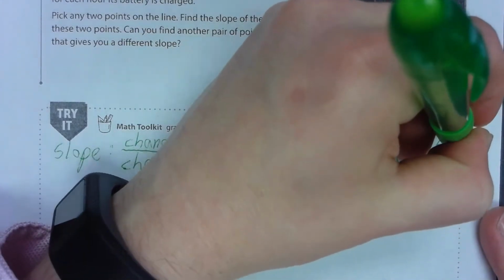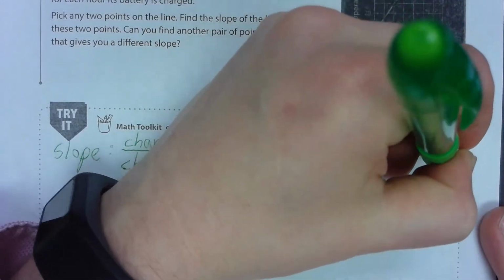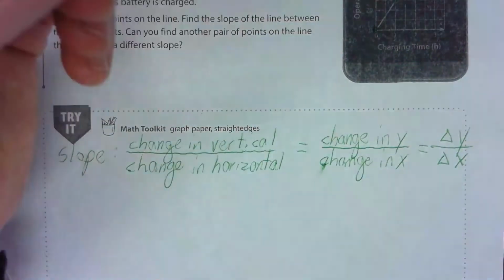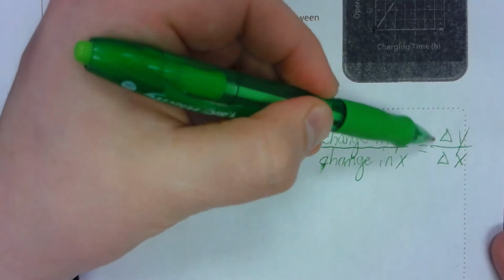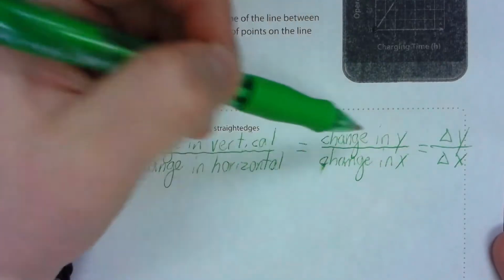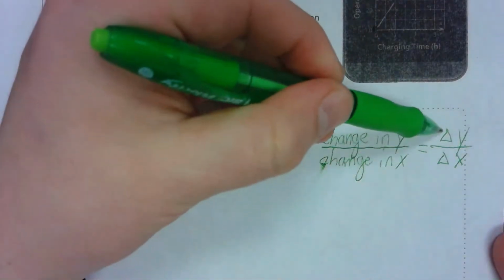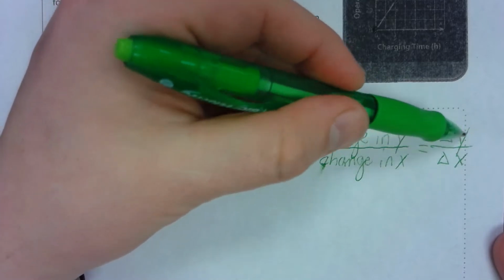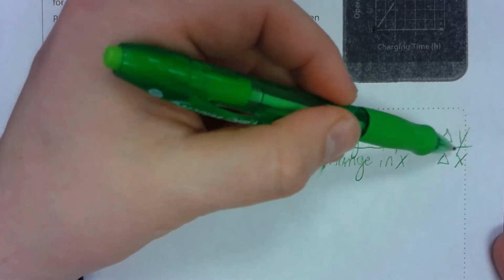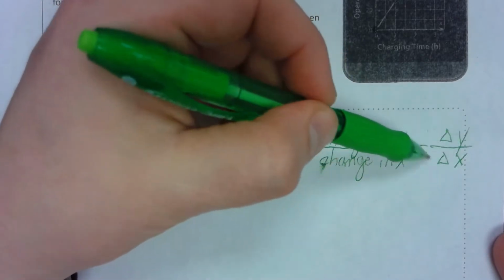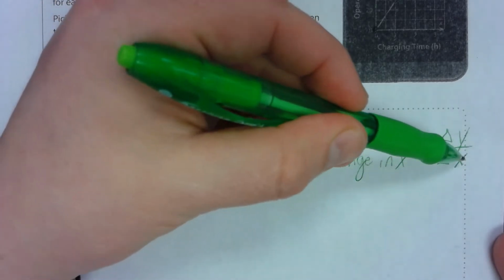And I'm going to say that even a little bit more fancy. I'm going to say that this is delta y divided by delta x. Where does this idea of delta come from? Well, delta is a Greek letter. Looks like a triangle. Delta means change in, okay? So I always like to give you some symbols to represent things that we use a lot in math, and this is one of them. A change in my y, delta y, divided by a change in my x, delta x.